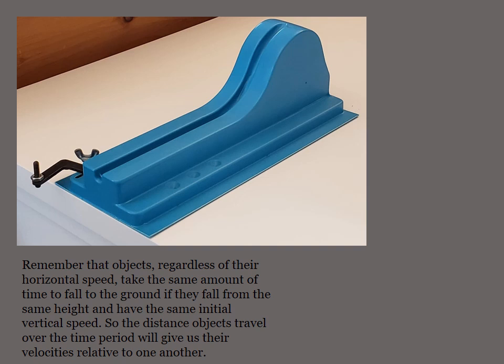Whoa, check out this ramp. Now I'm going to roll a ball down this ramp. And remember that objects, regardless of their horizontal speed, take the same amount of time to fall to the ground if they fall from the same height and have the same initial vertical speed. So the distance objects travel over the time period will give us their velocities relative to one another.